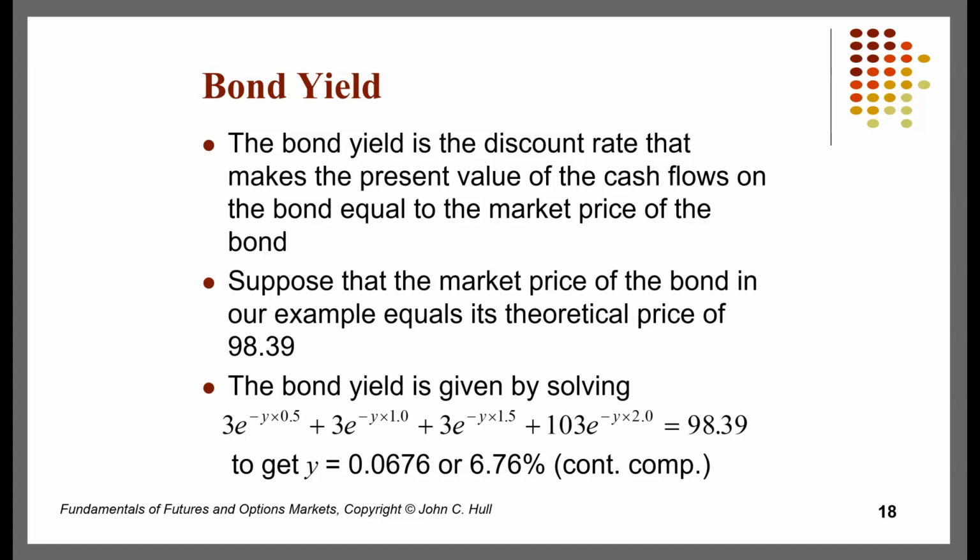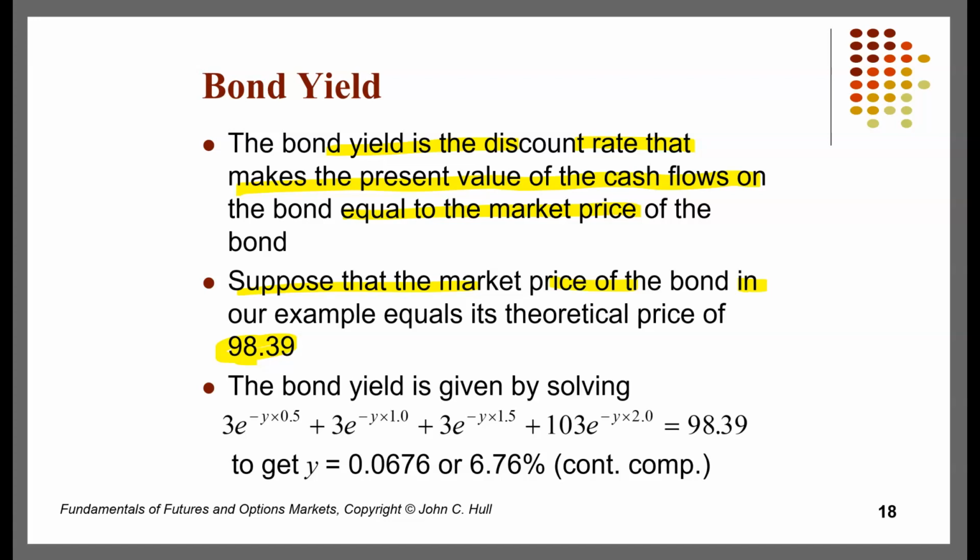The bond yield is a discount rate that makes the present value of cash flow on the bond equal to its market price, or equal to its price. So now, suppose that the market price of the bond is the same as the one in our example, which was 98.39. What is the bond yield that makes the present value of all those cash flows equal to the price of the bond?